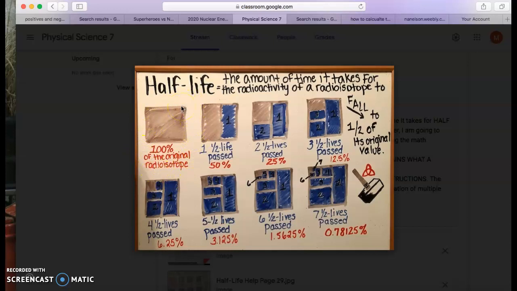Now it says its half-life is 10 weeks. So basically 10 weeks has passed. After 10 weeks, we only have half of the material left. You notice we went from 100% to 50%. This means one half-life has passed. I have cut my material in half.